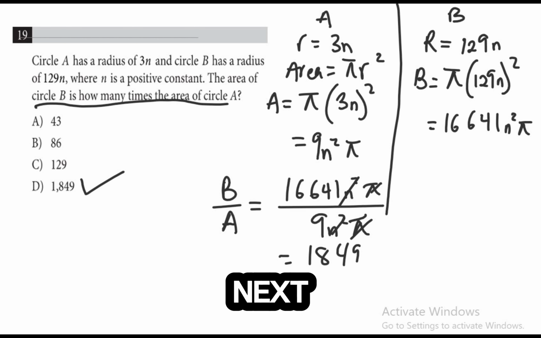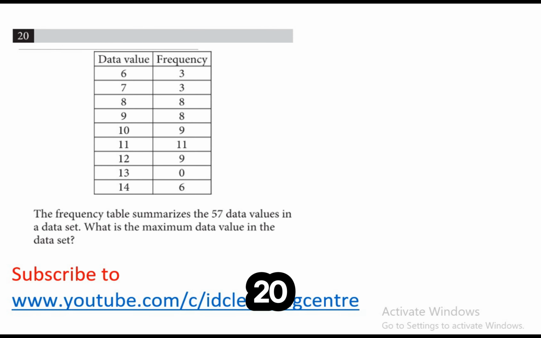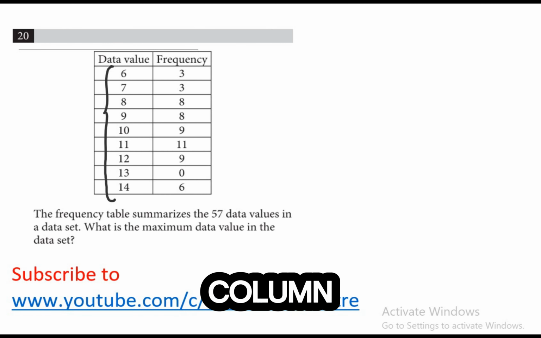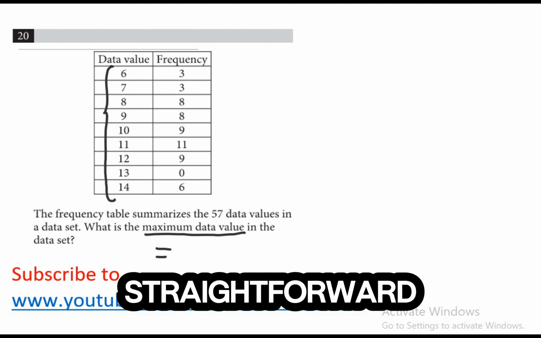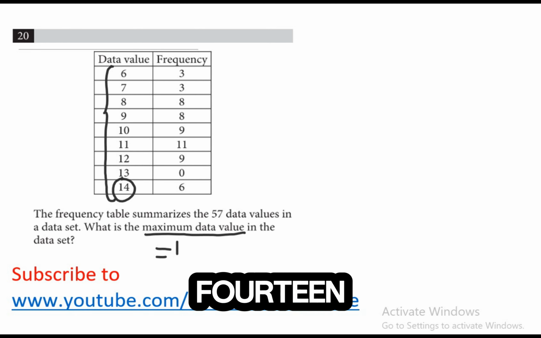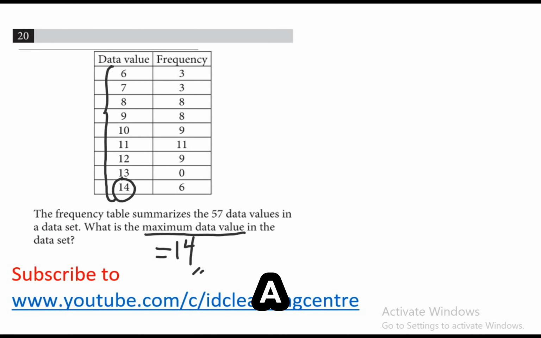Okay, so we'll move on to the next question. The next question is question 20. Question 20 is asking for the maximum data value. From this table, we can see that the left column represents the data value, so from 6 to 14 are the data values. Which of these is the largest or the biggest? That is the maximum data value. So this is straightforward. The biggest is 14, so we have our maximum data value to be 14.